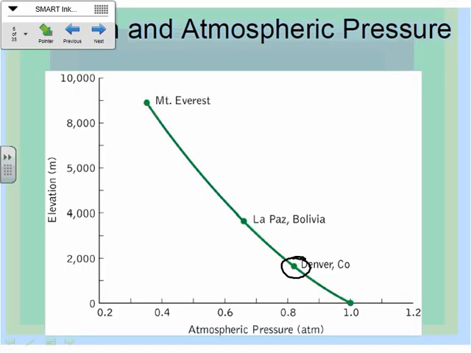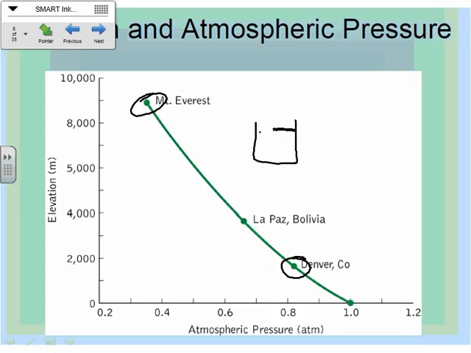But if you've ever seen the cooking directions on a pasta box, and I think we talked about this last year too, they have different cooking directions for high elevations. So if you are making pasta on Mount Everest, which is kind of extreme, the water is going to boil a lot faster because it has less air pushing down on it.